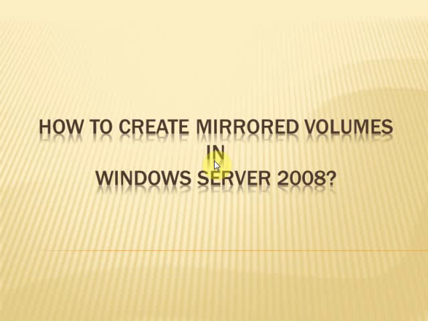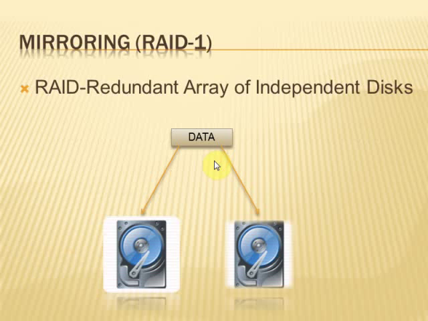How to create mirrored volumes in Windows Server 2008. The mirrored volumes or RAID 1 is used for data redundancy in servers. RAID is a short form of redundant array of independent disks, which is used for data redundancy from the lowest level on a desktop computer up to a data center level.